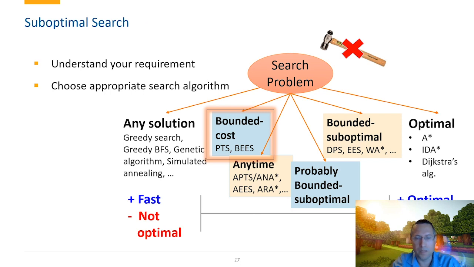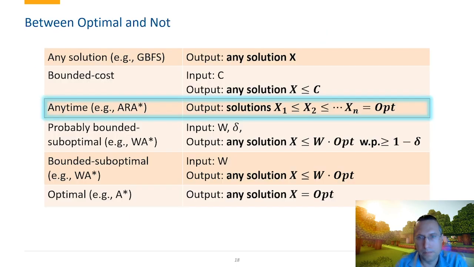Good. This is all I wanted to say for now about bounded cost search. For now, let's move onward to anytime search. Recall that an anytime search algorithm is an algorithm that returns a solution quickly and then continues to generate solutions as it is given more computation time until the algorithm is either stopped or until it converges to an optimal solution.